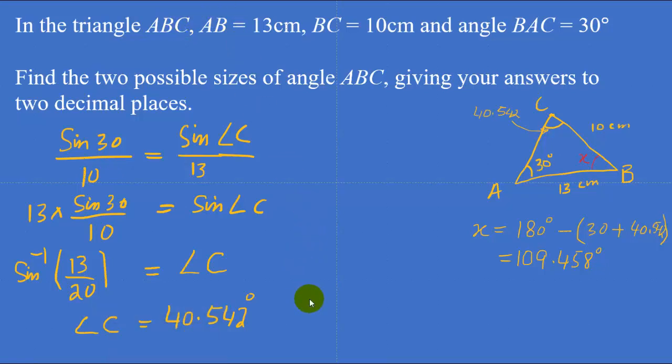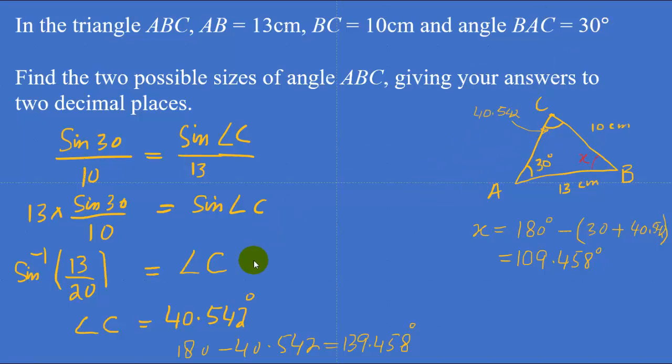So 180 minus 40.542, that will give, therefore the second angle is 139.548. So it means this angle C can be either acute, 40.54, or this angle can be obtuse, that is more than 90, and in that case it is 139. So there are two possible triangles.